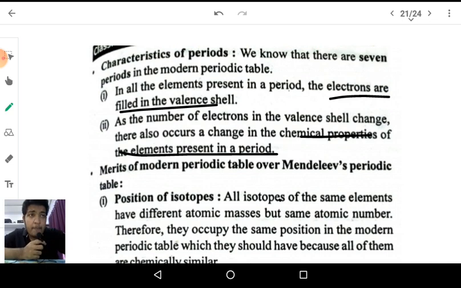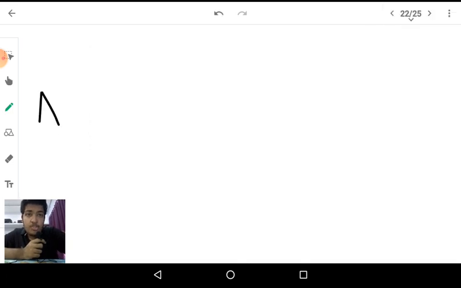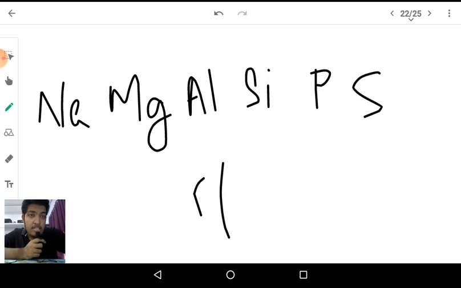That means if I take a period, let us take period 3, which consists of sodium, magnesium, aluminium, silicon, phosphorus, sulfur, chlorine and argon. So in period 3 we can see these elements: sodium, magnesium, aluminium, silicon, phosphorus, sulfur, then we have chlorine and then we have argon. So these are the elements which are present.